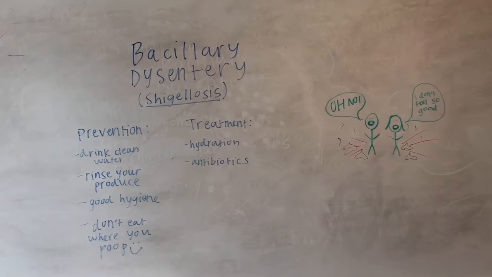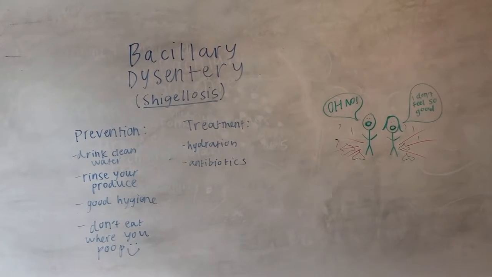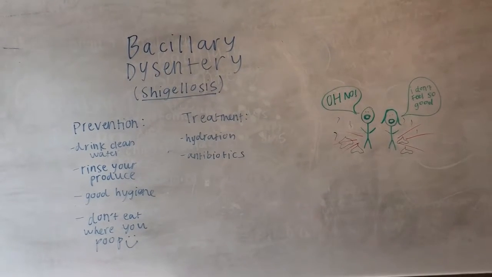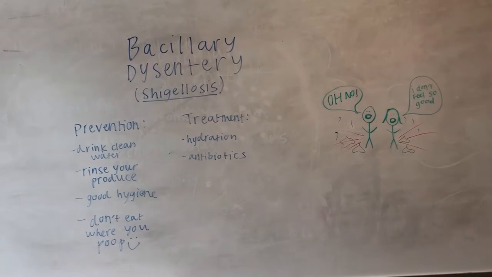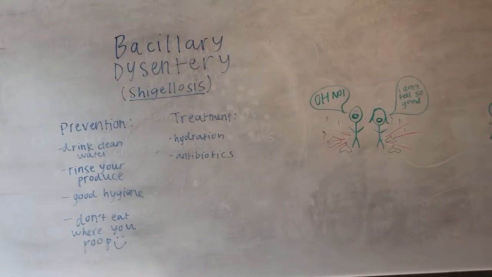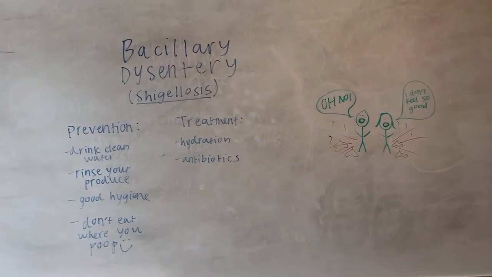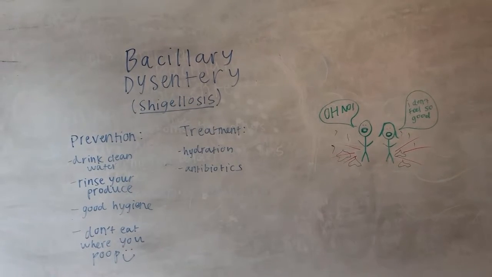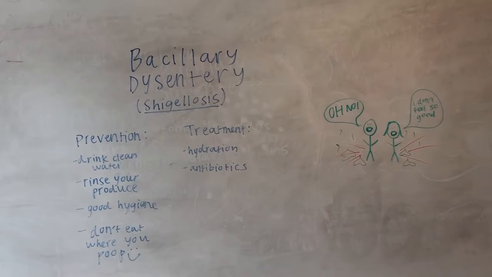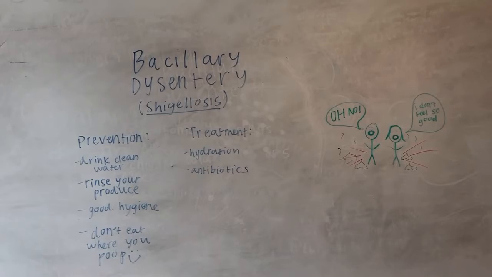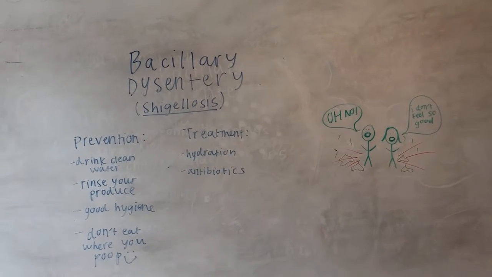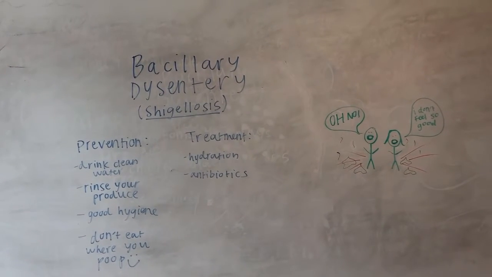The best prevention of shigellosis is to drink clean water, rinse your produce, wash your hands, and don't eat where you poop. Most cases of shigellosis do not require treatment except staying hydrated. But in very extreme cases, the best treatment includes antibiotics such as ampicillin, trimethoprim, and ciprofloxacin.